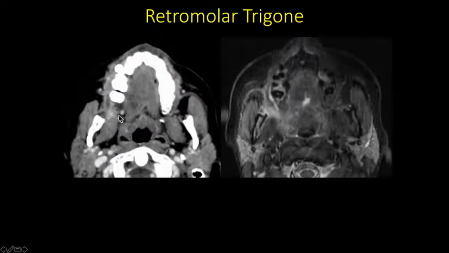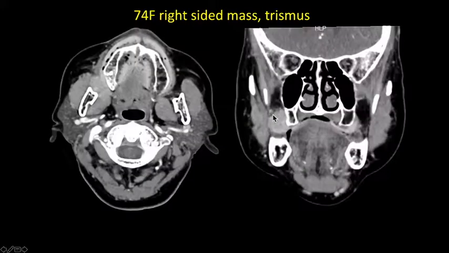So here's an example of somebody who had tumor involving their retromolar trigone. You can see it's right up against the medial aspect of the buccal space on this CT. It may be involving the medial pterygoid back here in the masticator space. And here's that heterogeneous enhancement on the fat set post-contrast T1.